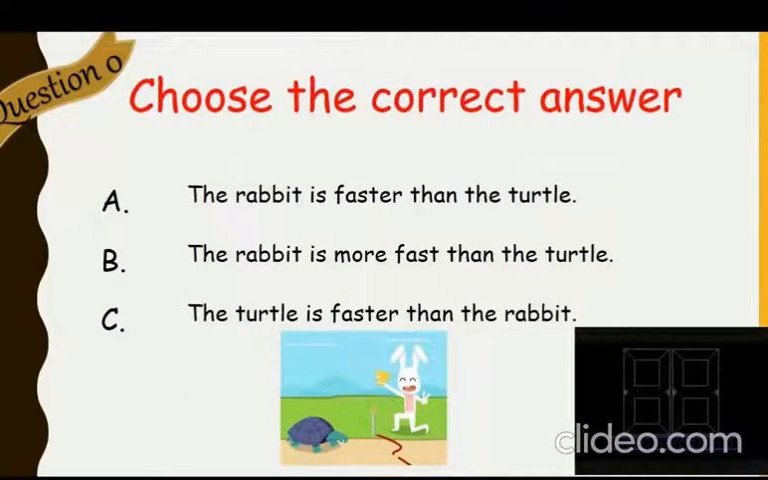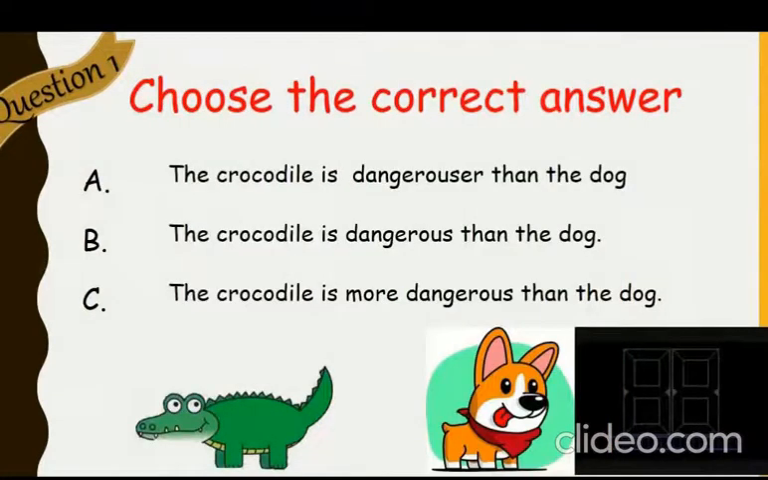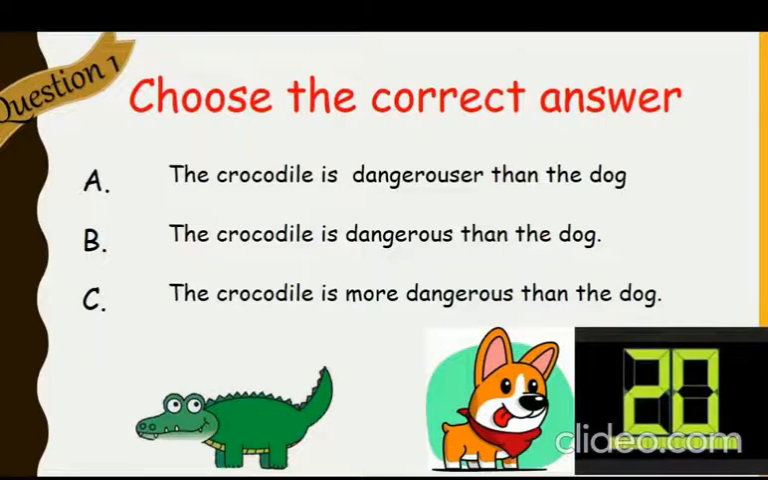Question number 0. So the answer here must be A. All right, 20 seconds on the clock. Now, question number 1. Choose the correct answer. I give you 20 seconds for this. I wish you the best of luck. May I have 20 seconds on the clock, please? Your time starts now.